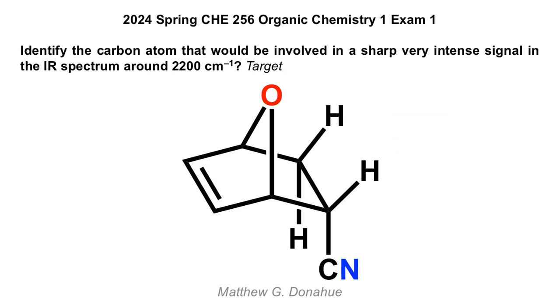Identify the carbon atom that would be involved in a sharp, very intense signal in the IR spectrum around 2200. Again, that's the nitrile group. So you should have targeted the carbon right here. And again, the reason for that is you have to understand that when you expand out the nitrile into the Lewis dot, it's a carbon-nitrogen triple bond, and that's the region in the IR that you would see that.